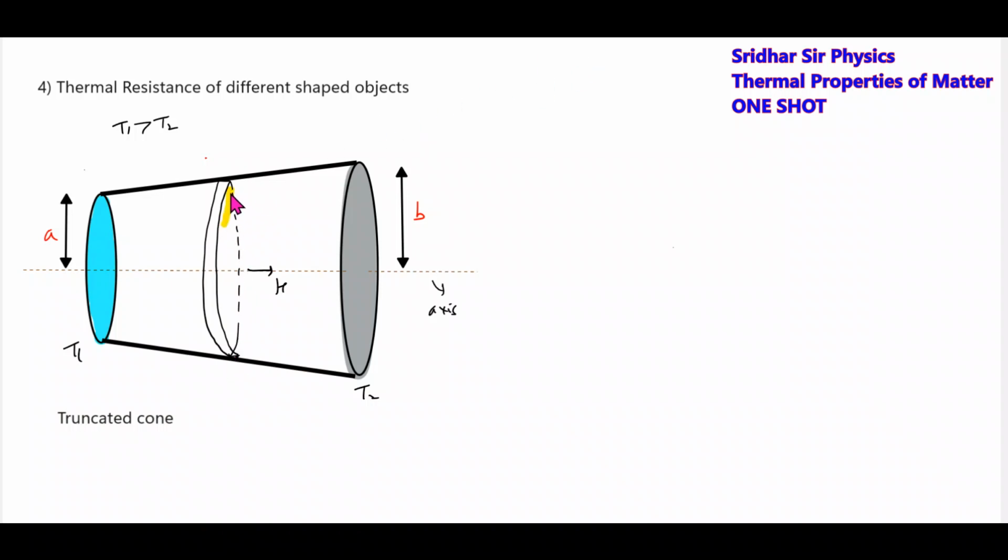So fine. Heat will flow like this. Right. So this is the thickness. Let this radius be smaller. Okay, fine. We have to assume this disc, thin disc. What is the resistance of this? It will be dR is equal to thermal resistance of this, thickness dx by K pi r square.